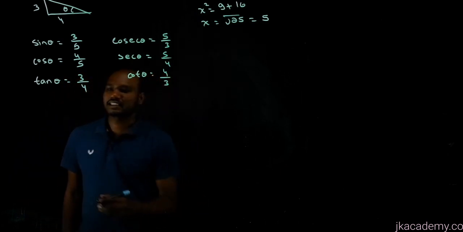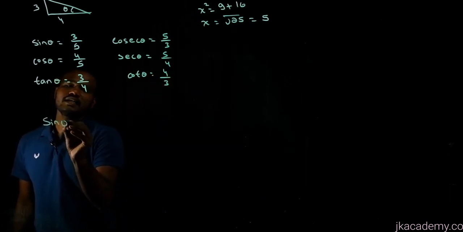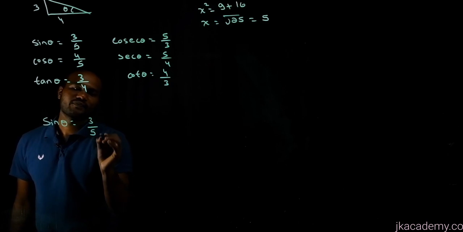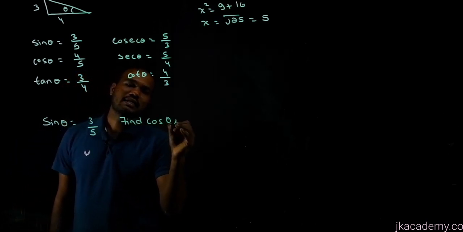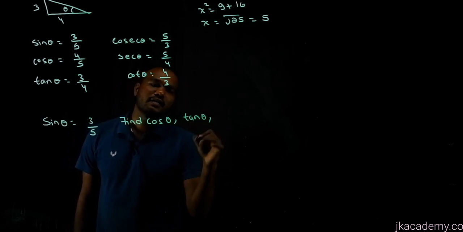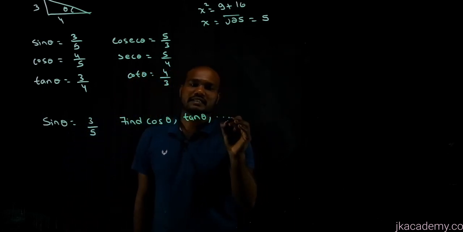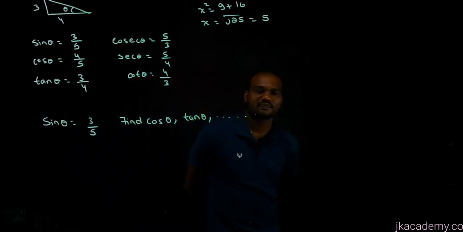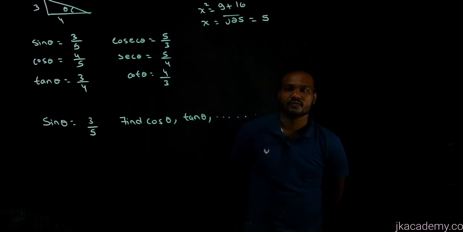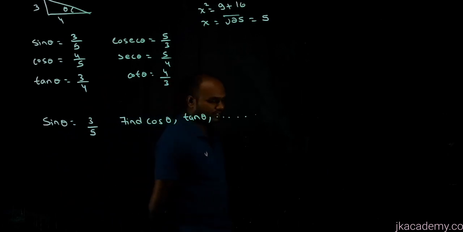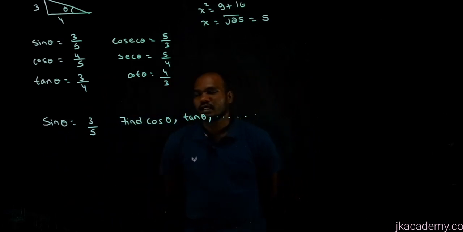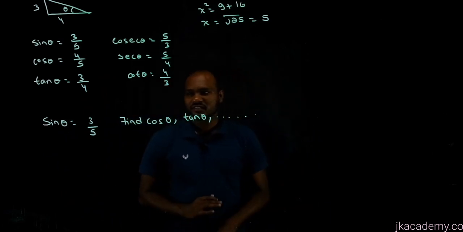Now I'll ask a simple question. Let's go to the next format. If sin theta is given as 3 by 5, find cos theta, tan theta, and all the other ratios. How to do it? Think about this. We'll do this in the next video.